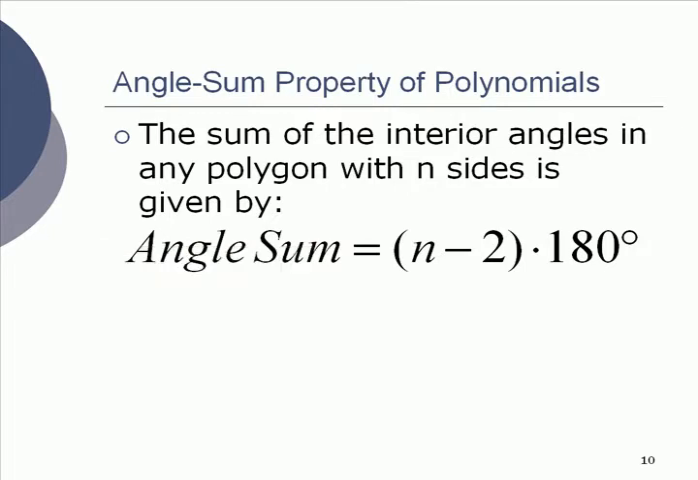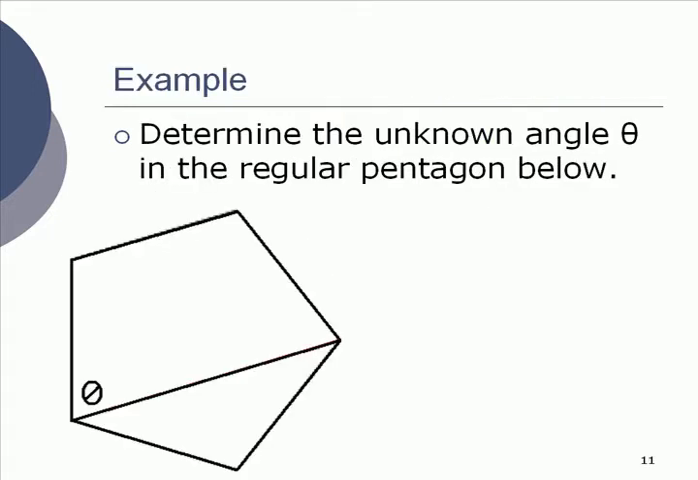Gabe? So with that in mind, let's find this angle theta. This is a regular pentagon. Regular means, what was that? Equal sides. Right. Equal sides, equal angles. All the sides are the same length, all the angles are congruent.